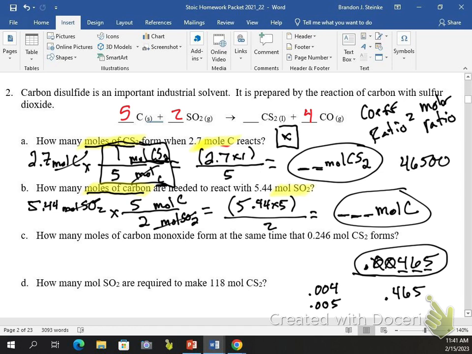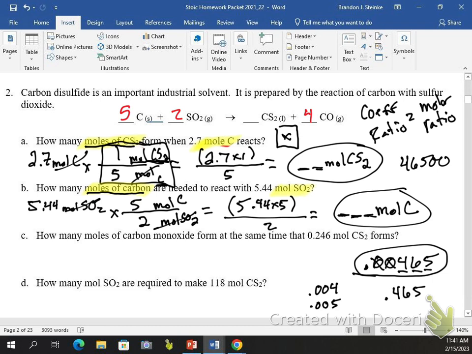How many digits are in 46,500? 5. How many are significant? 1, 2, 3. Right? So those dashes only are representing significant digits, not necessarily all of the digits. Do you understand that? I think maybe that was a little miscommunication when I started doing that at the beginning of the year. All right?